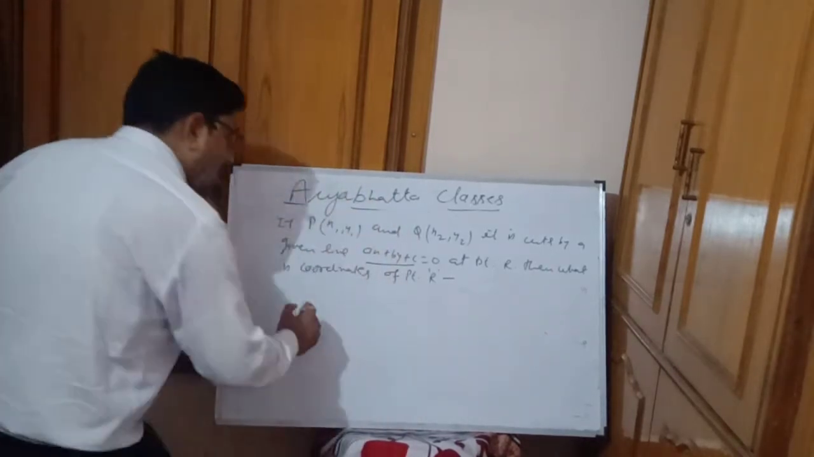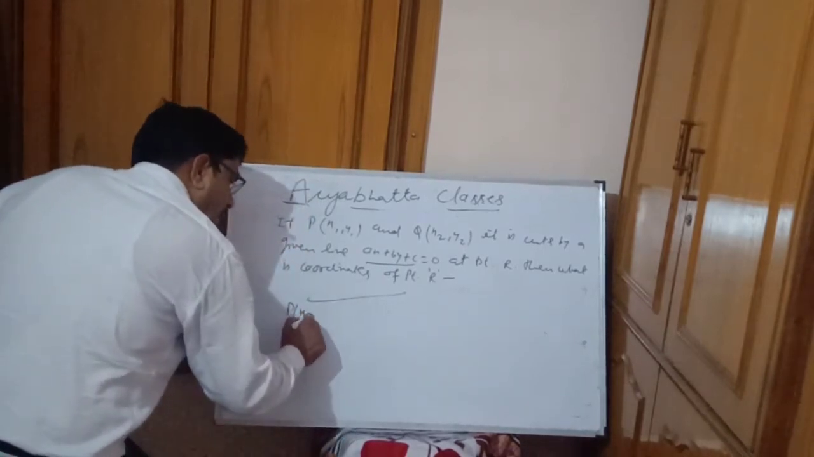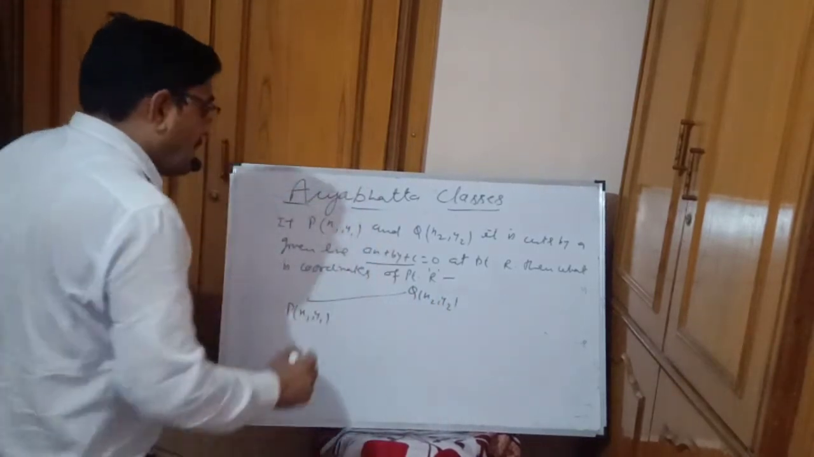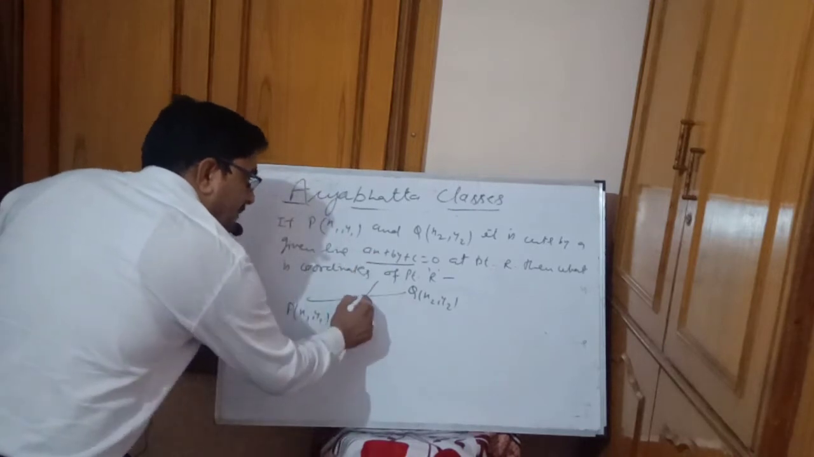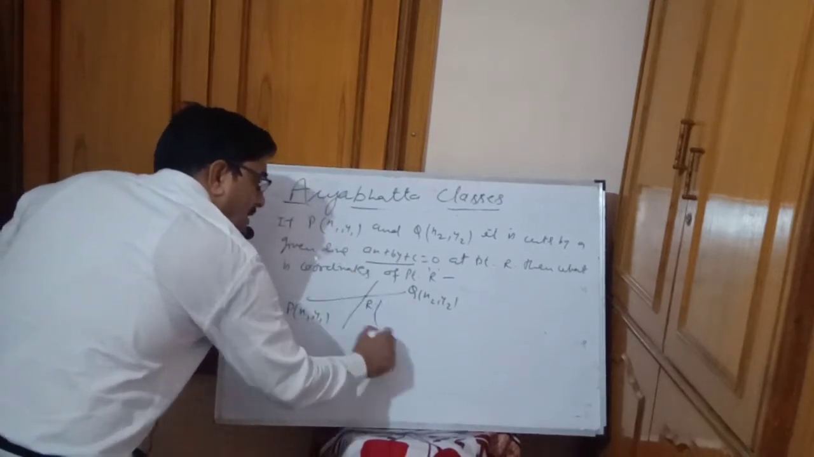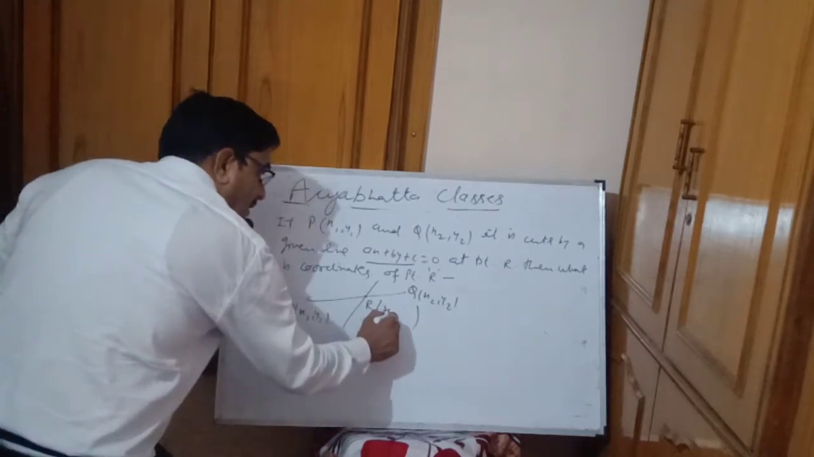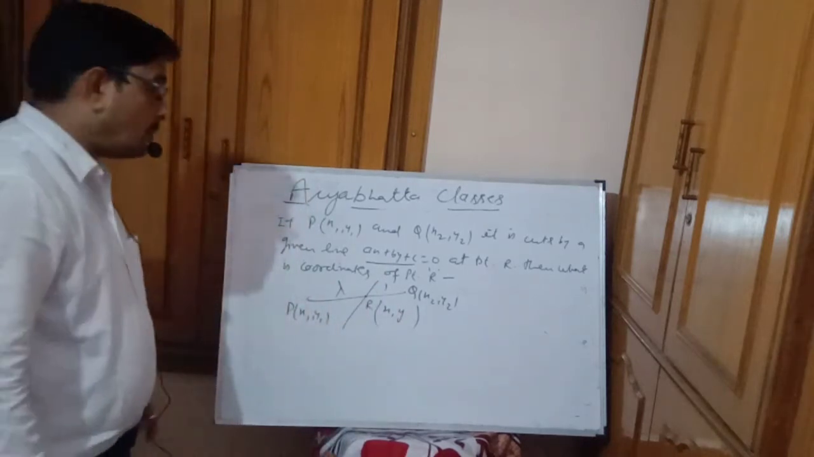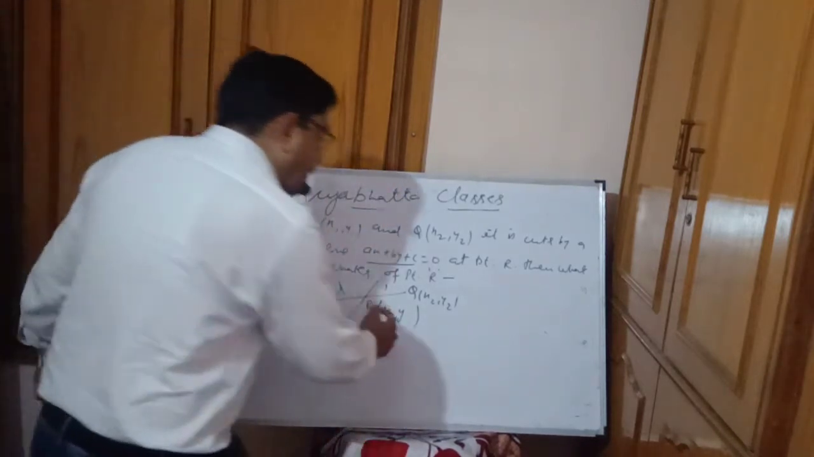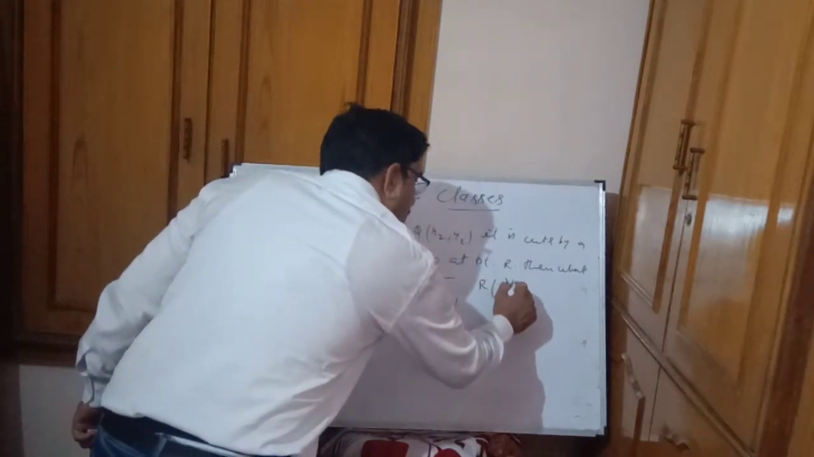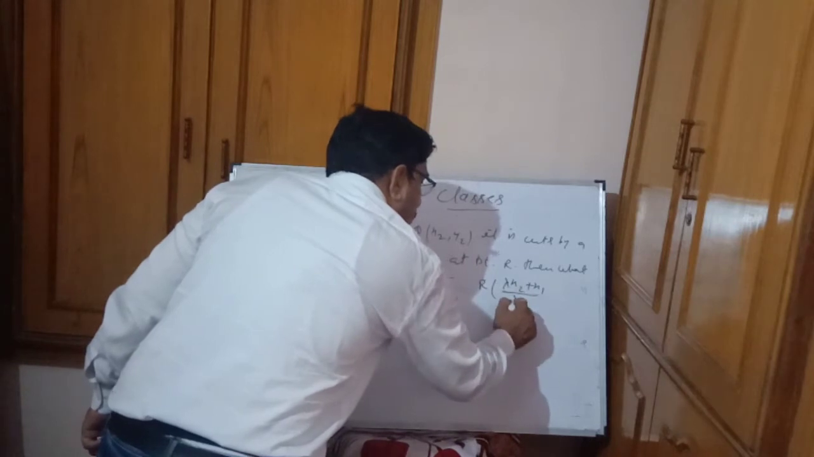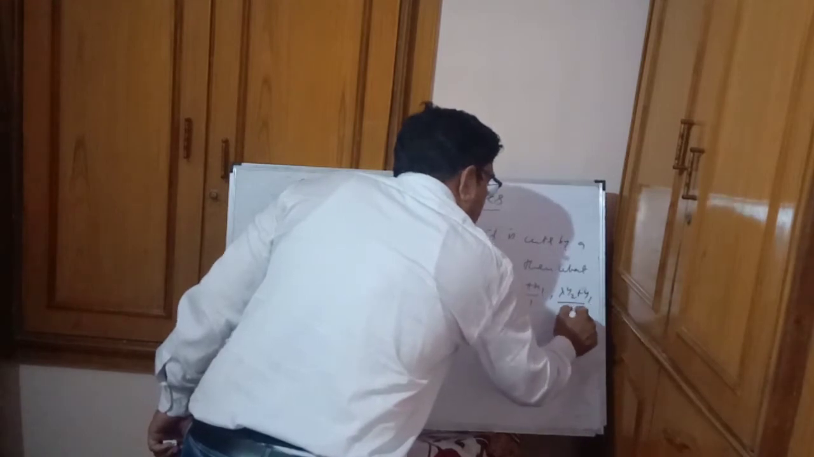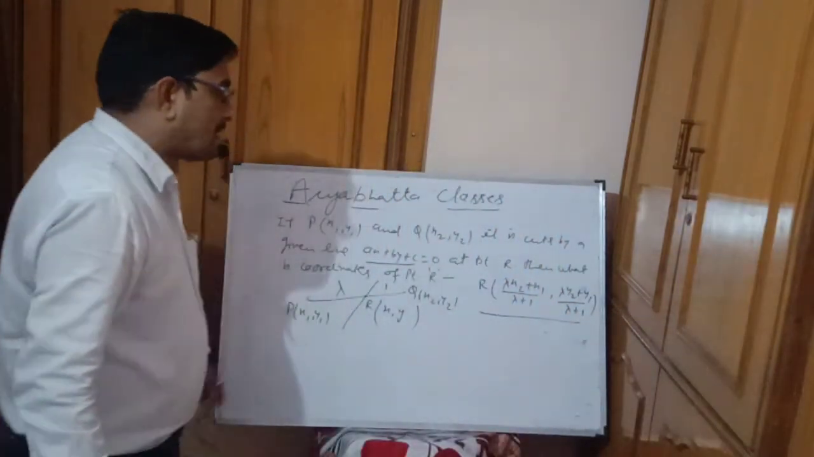So we can explain it like this. P is x1, y1 and Q is x2, y2, and this is the given line meeting at point R. Let the coordinates of R be x, y. We assume that the ratio between them is lambda ratio 1. Now, we can calculate the coordinates of R as lambda x2 plus x1 upon lambda plus 1, and lambda y2 plus y1 upon lambda plus 1.